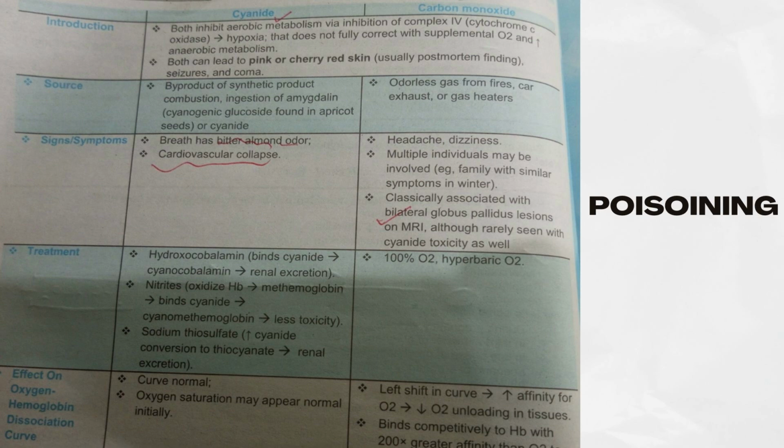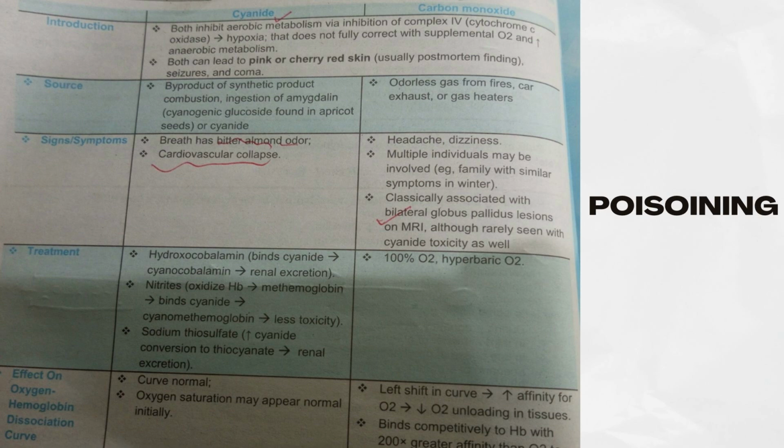Cyanide is basically a byproduct of synthetic product combustion or ingestion of cyanogenic glycosides found in apricot seeds, whereas carbon monoxide is an odorless gas from fires, car exhaust, or gas heaters.